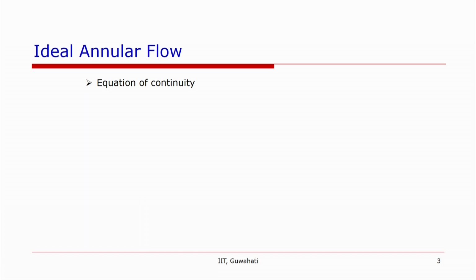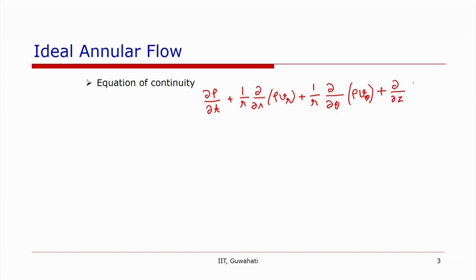Now let us write the conservation equations. Coming to the continuity equation, let us write the continuity equation in the cylindrical coordinate. So that is del rho by del t plus 1 over r del over del r of rho Vr plus 1 over r del over del theta of rho V theta plus del over del z of rho Vz is equal to 0.